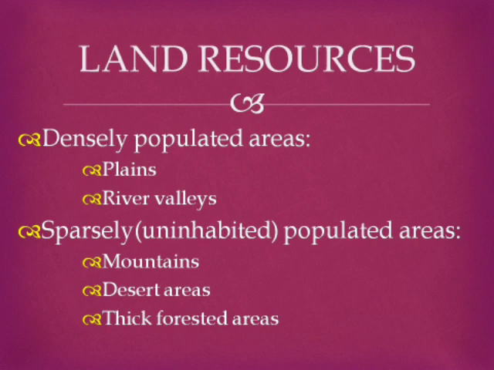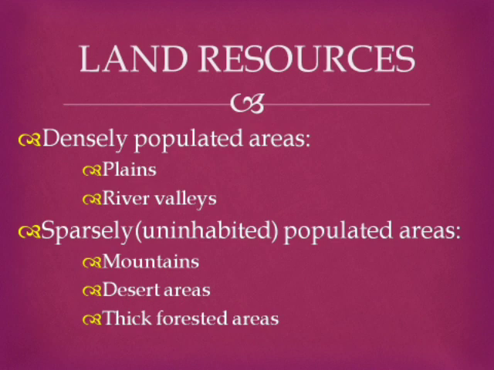See the next slide, children. We also have two types of areas where people are settled. The first one, densely populated areas, so the plains and river valleys. We have already studied in our history that people first settled in places along rivers and also plains.